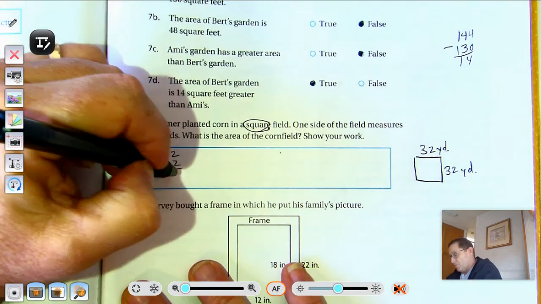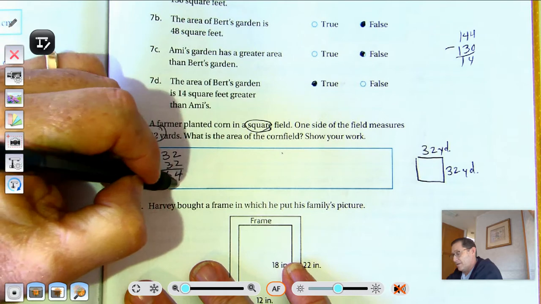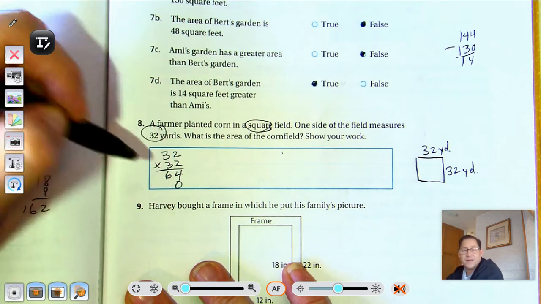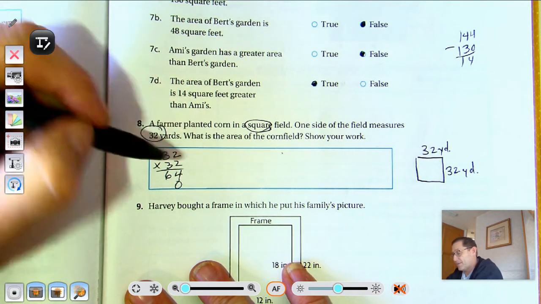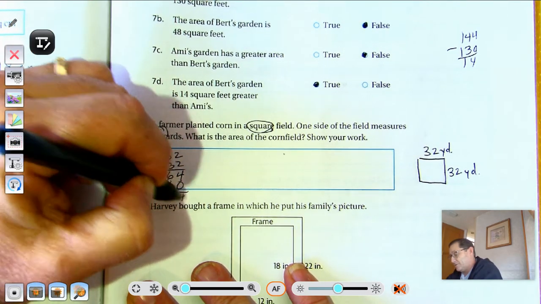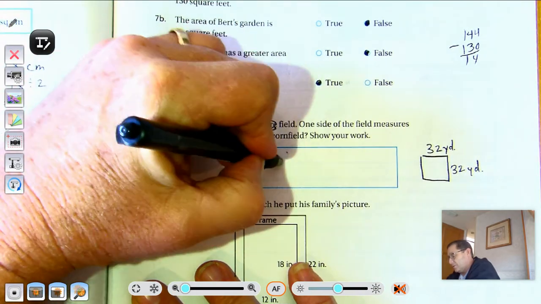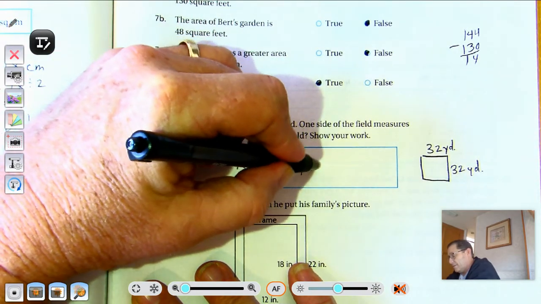2 times 2 is 4. 2 times 3 tens is 60. We're now going to multiply 32 by 30. 3 times 2 is 6. 3 times 3 is 9. So we get a total of 1,024 square yards.